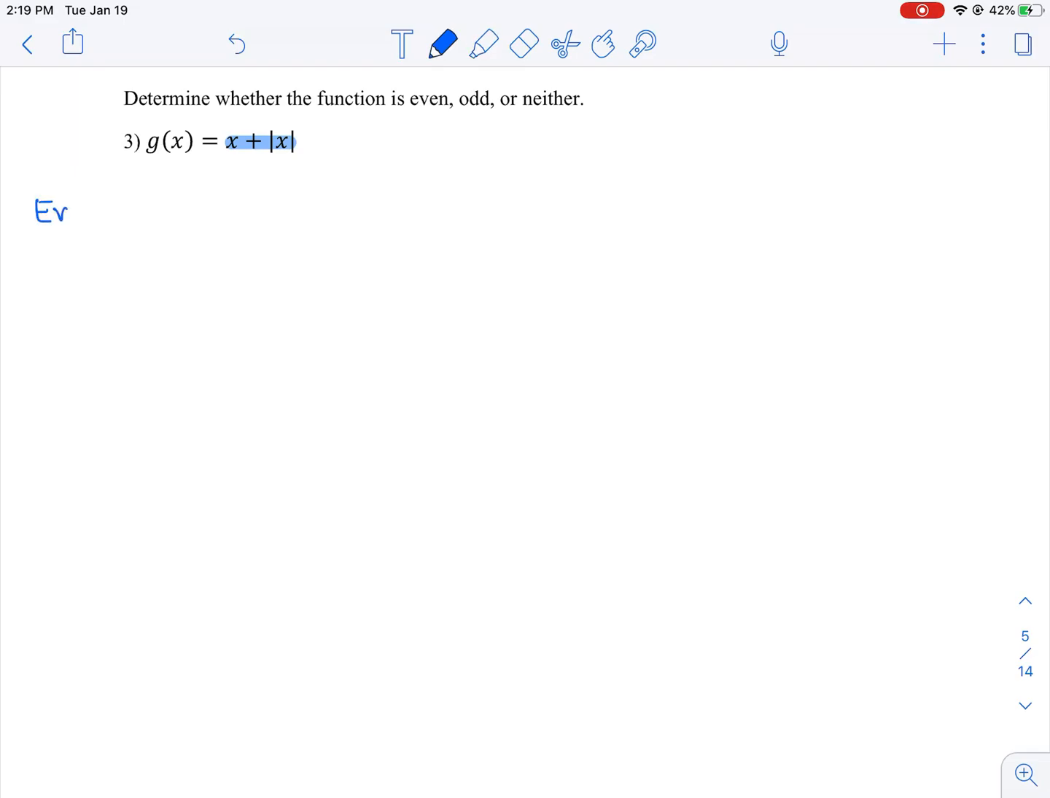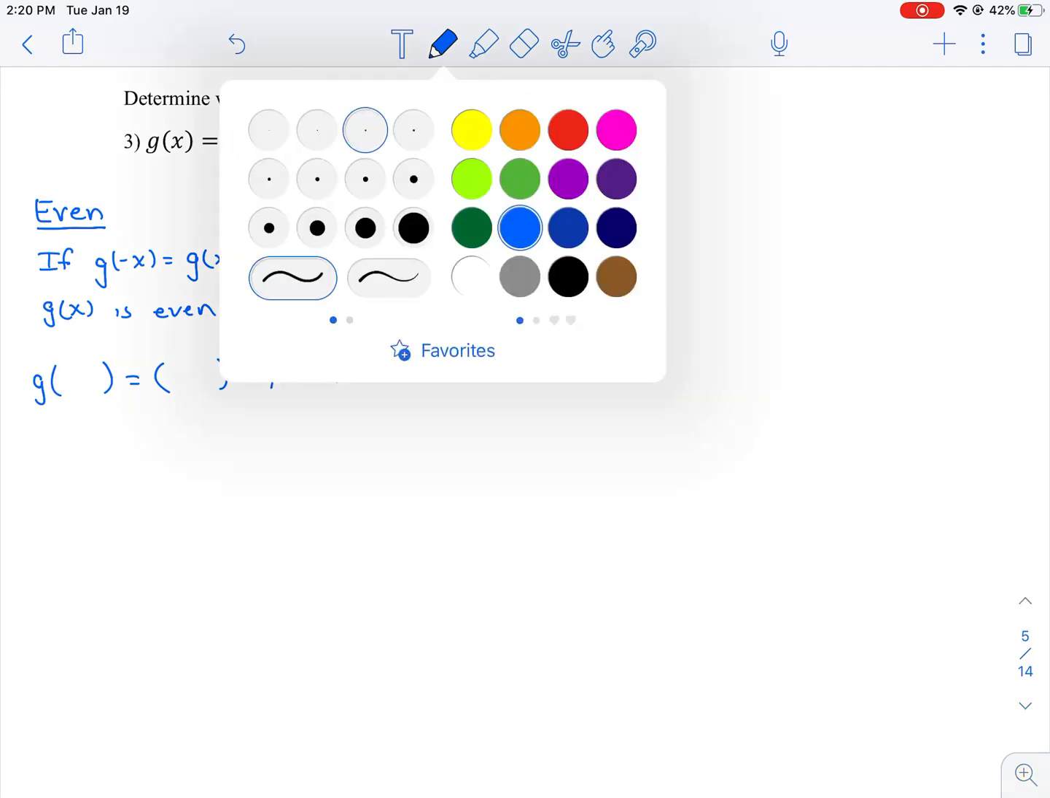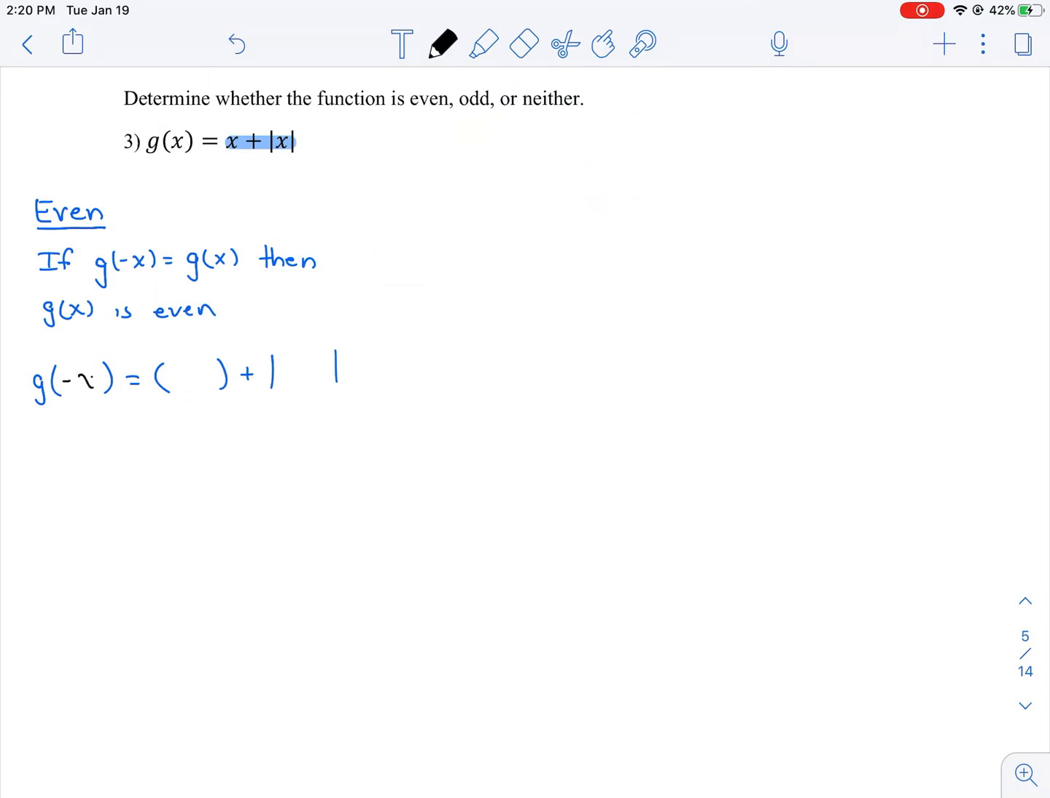And I'll start by working with the definition for even. And we know that if g of negative x is equal to g of x, then the function is even. So I'm going to go ahead and substitute negative x in for x right now and simplify the results.